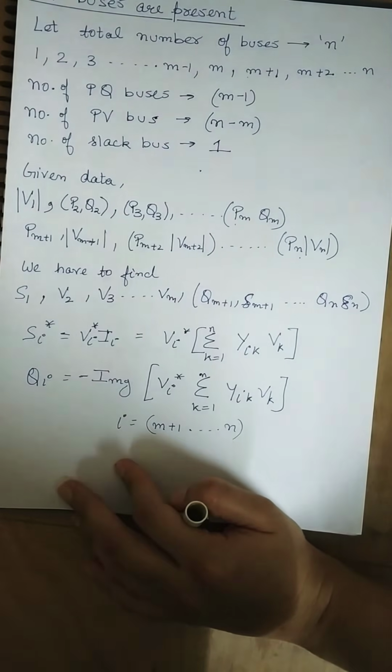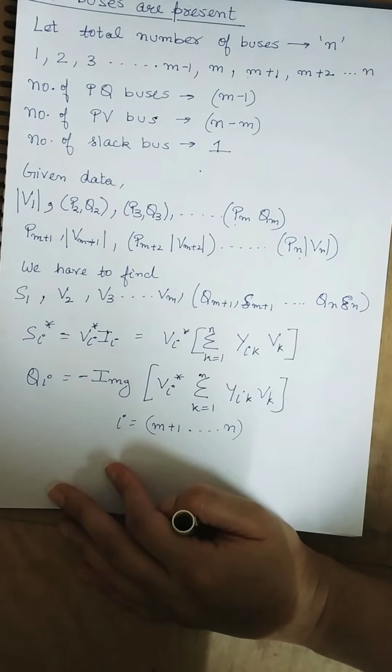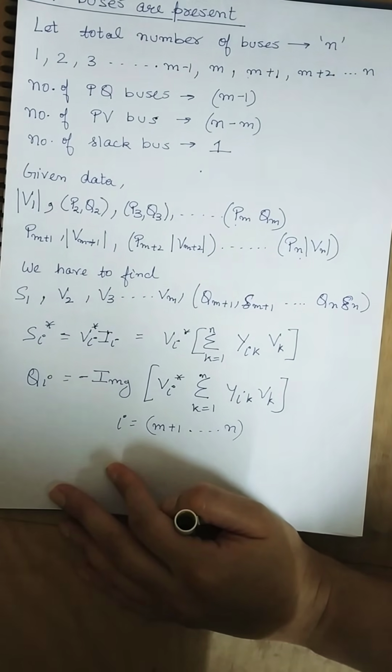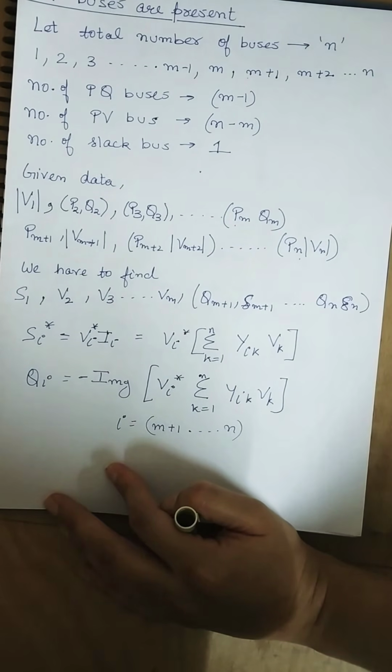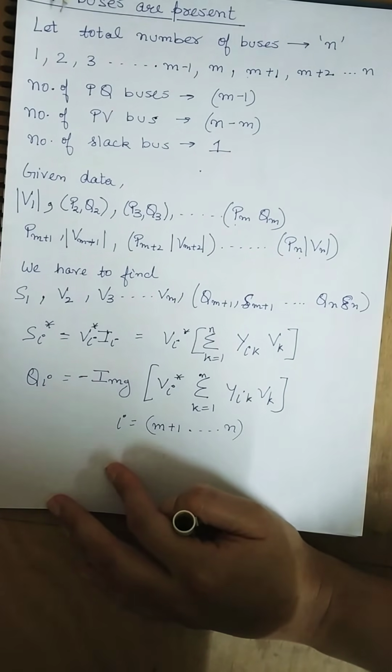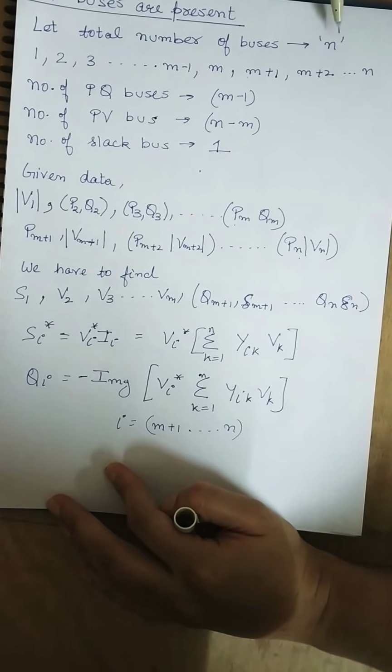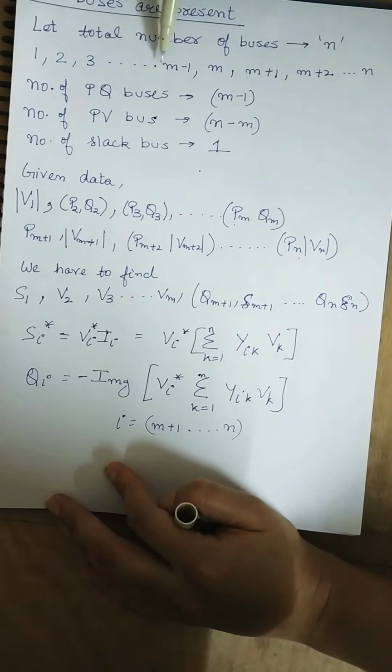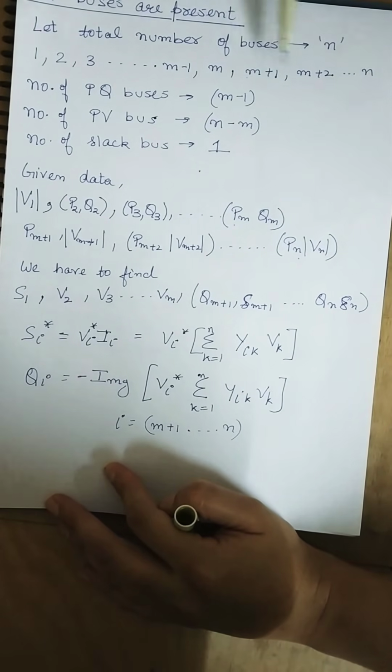Okay, now let's come to our second criteria, that is when PV buses are present. We have discussed in the Gauss-Seidel method for load flow studies that there are two types of system. First was when PV buses were absent, and the other was when PV buses are present. So when PV buses are present, let the total number of buses be n, and 1, 2, 3, ..., m minus 1, m, m plus 1, m plus 2, ... n are the names of the buses. Please consider these names so that we can differentiate different buses.